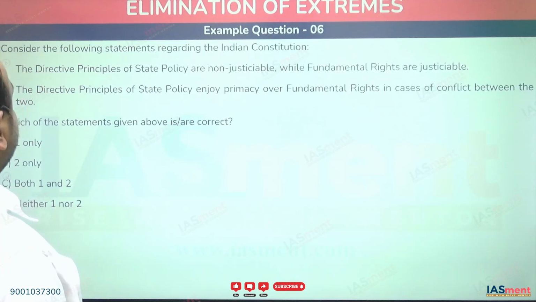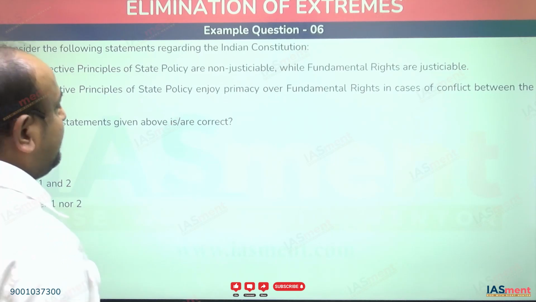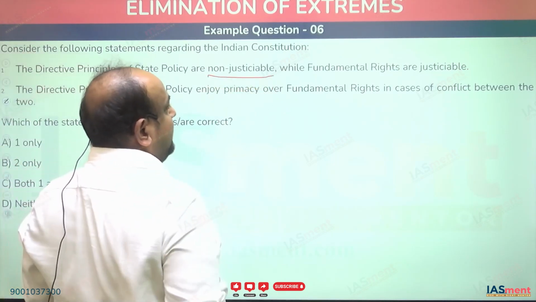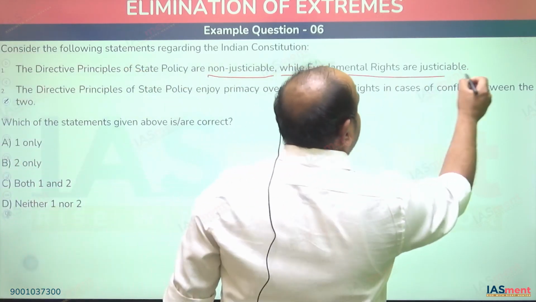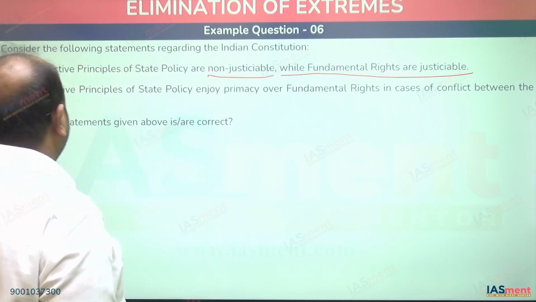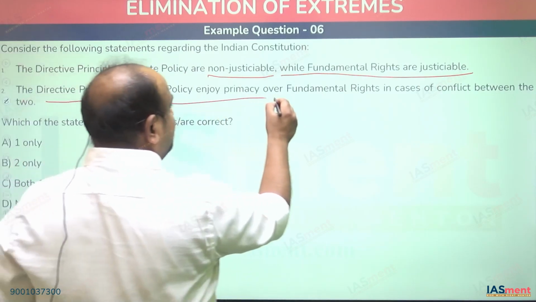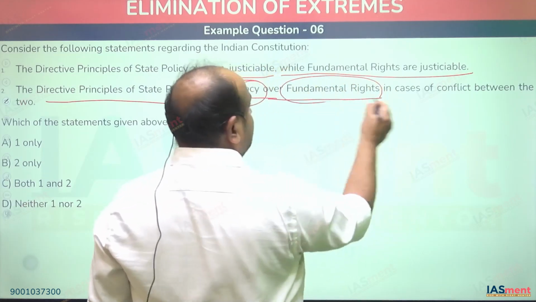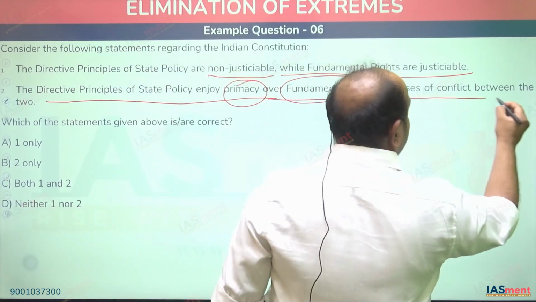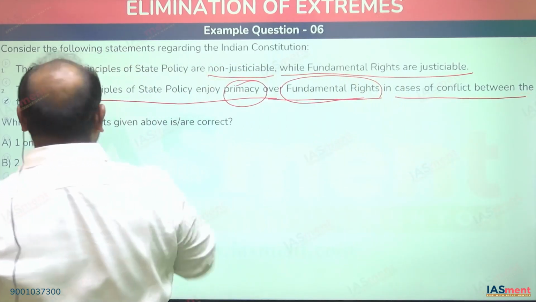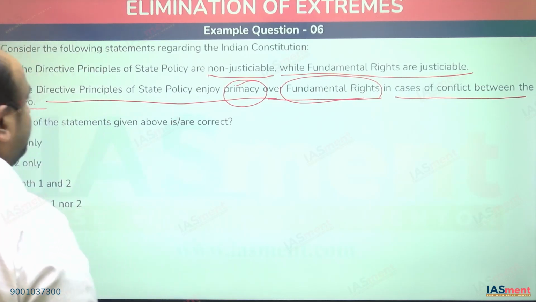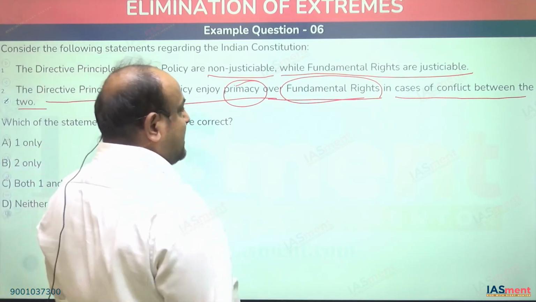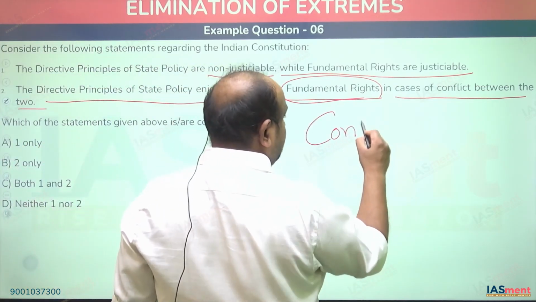Next example question. Consider the following statements regarding the Indian Constitution. DPSP are non-justiciable, while fundamental rights are justiciable. DPSP enjoy primacy over fundamental rights in case of conflict between the two. Both the statements again are contradictory.